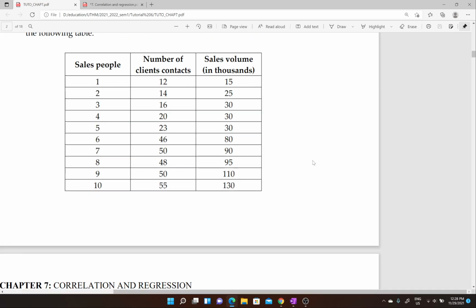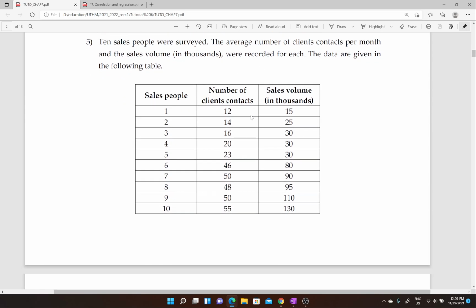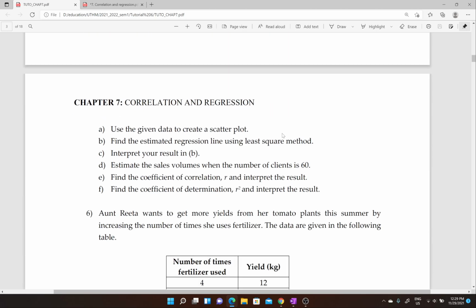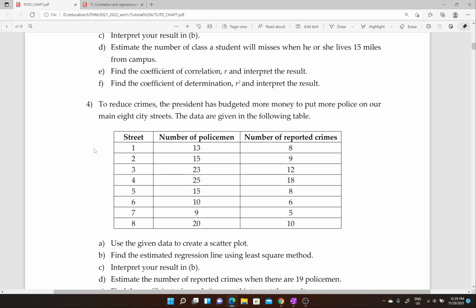Now for example, look at question 5 here. 10 salespeople were surveyed, and the average number of client contacts per month and the sales volume were recorded for each. Data is given: number of client contacts, sales volume. So the number of client contacts is influencing the sales volume. The more people you see, the more sales. That's how it goes. So the number of client contacts is x, sales volume is y. And for A to F, I have asked the same questions for each and every data here.